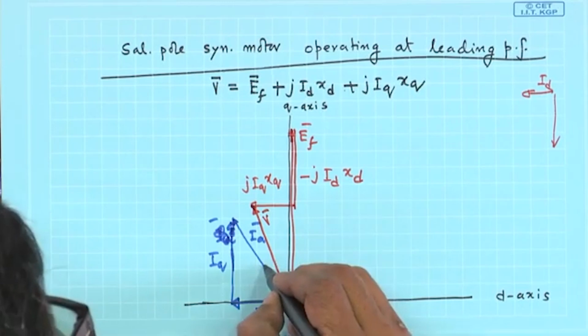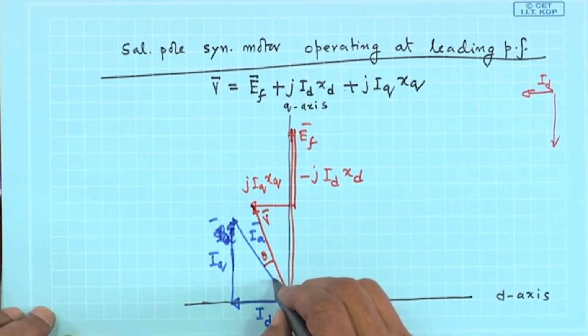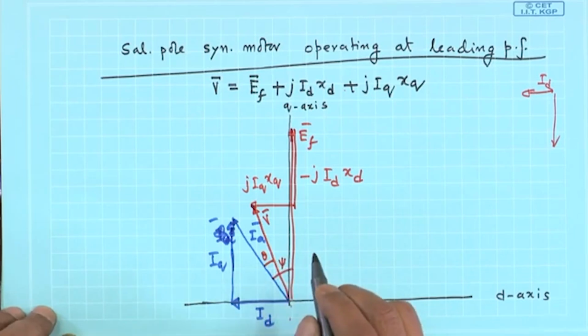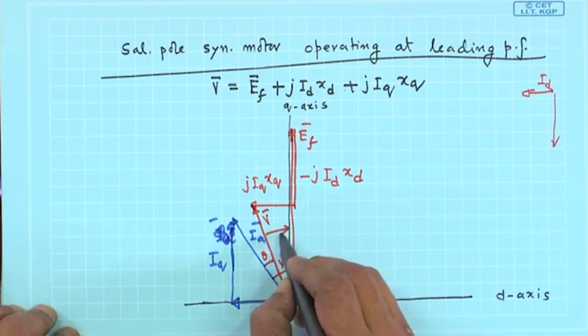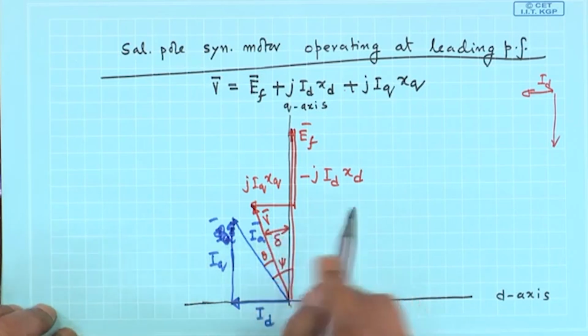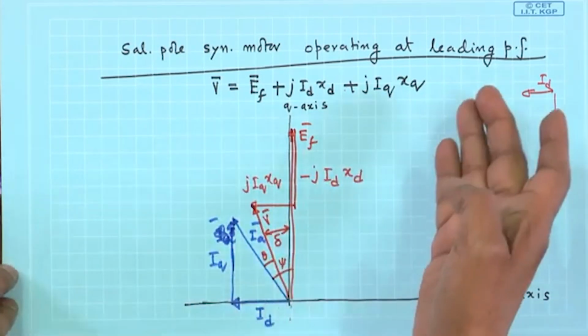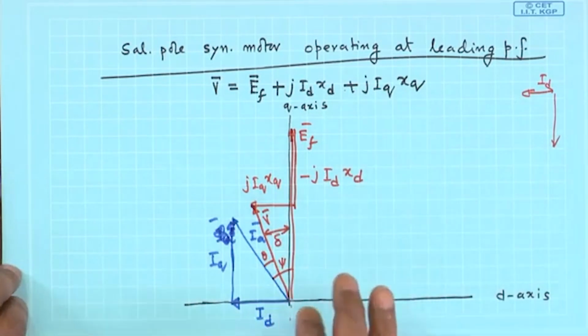This will be your theta and this will be your internal power factor angle psi. Where is delta? This is delta. So, this will be the salient pole synchronous motor operating at leading power factor. This will be the phasor diagram and you can quickly draw it.